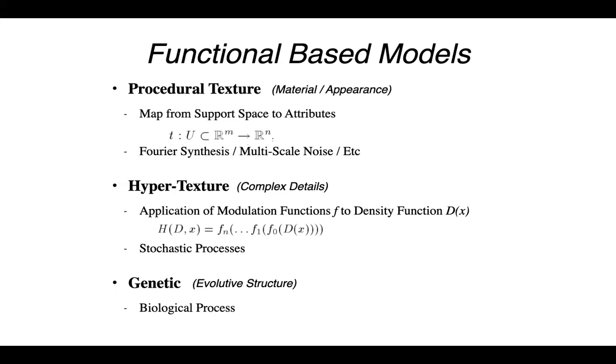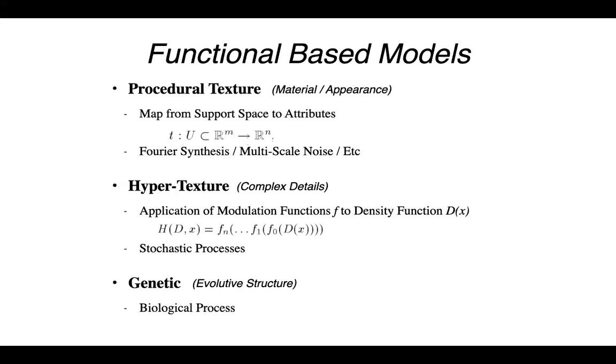And so in that sense, we can take into account the material properties of a shape and the appearance of a shape in very complex ways. And for this, we use the tools of Fourier synthesis, smooth scale noises, etc. And then hypertextures go a step further because they apply modulation functions to a density function.